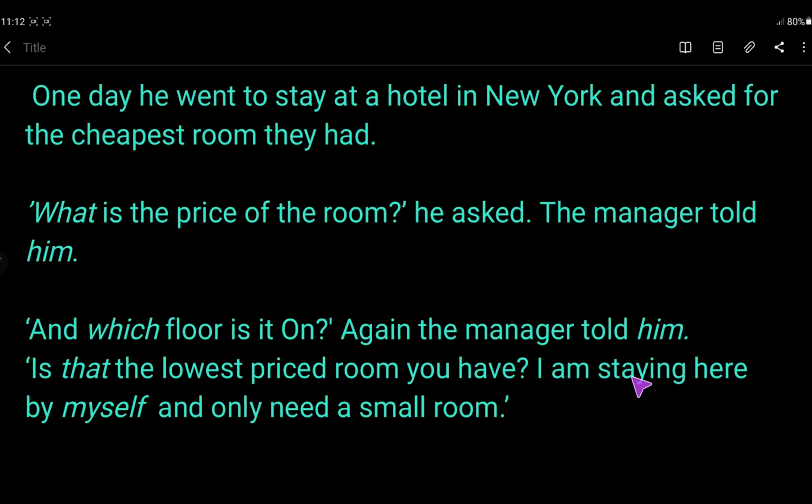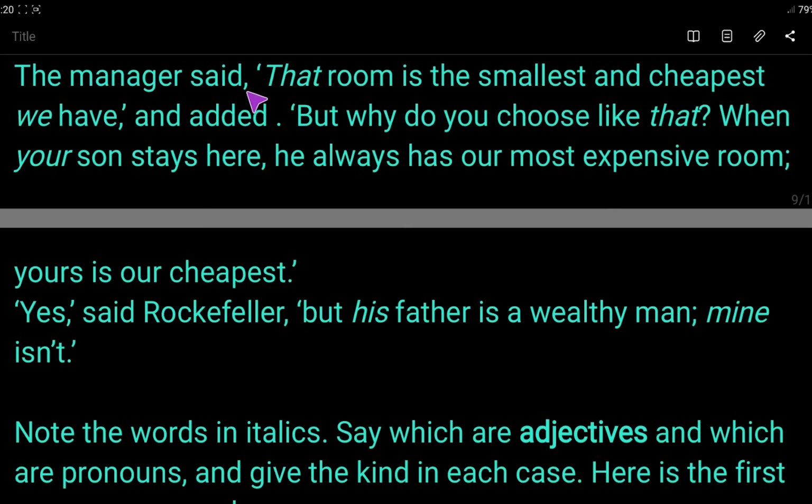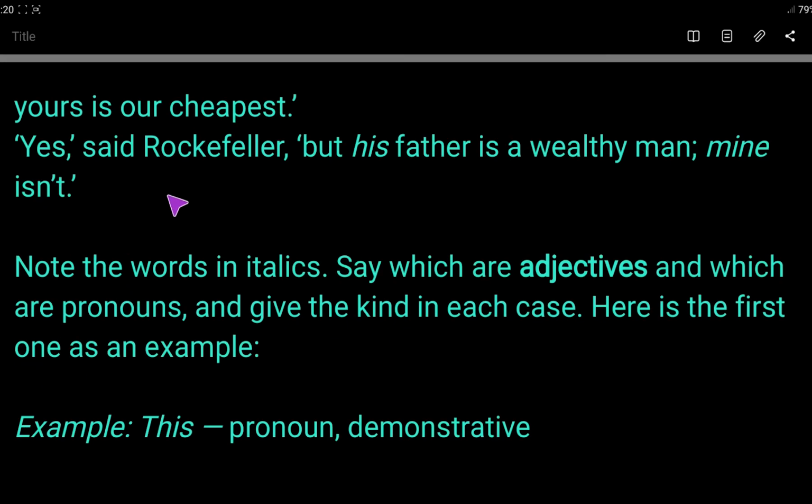I am staying here by myself and only need a small room. The manager said, that room is the smallest and cheapest we have, and added, but why do you choose like that? When your son stays here, he always has our most expensive room. Yours is our cheapest. Yes, said Rockefeller, but his father is a wealthy man. Mine isn't. So interesting story.